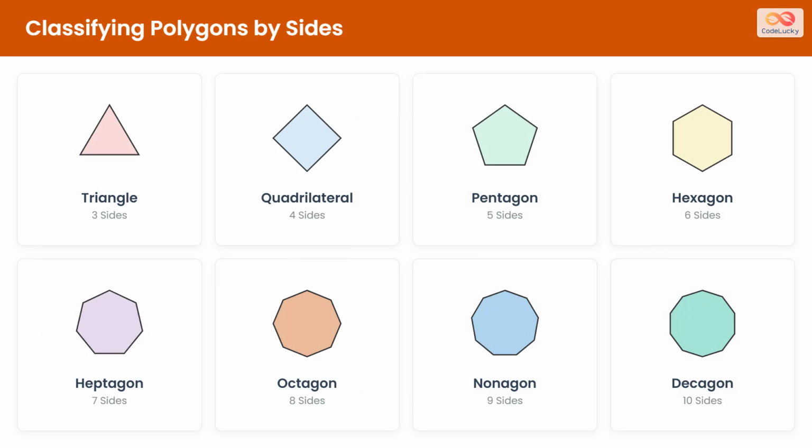We name polygons based on how many sides they have. A three-sided polygon is a triangle. 4 sides make a quadrilateral. 5 sides is a pentagon, 6 is a hexagon, and 8 is an octagon. The names usually come from Greek prefixes indicating the number.